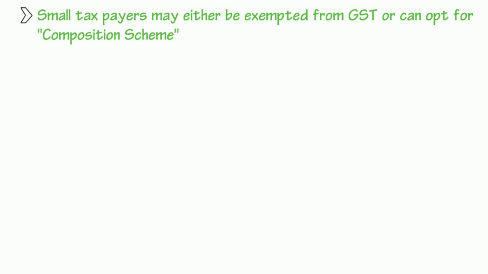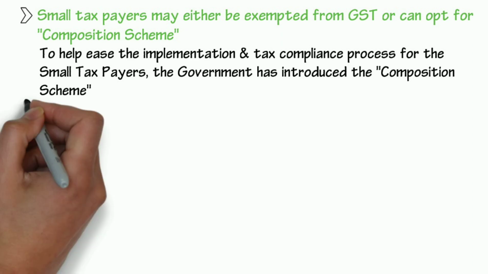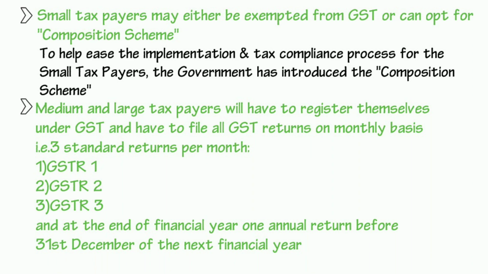Further, small taxpayers may either be exempted from GST or can opt for the composition scheme. The government has introduced the composition scheme in order to help ease the implementation and tax compliance process for small taxpayers. Further, medium and large taxpayers will have to register themselves under GST and have to file all GST returns on a monthly basis, that is 3 standard returns per month, for the time being. So GSTR 1 for sales, GSTR 2 for purchases, and GSTR 3 is a combination of GSTR 1 and GSTR 2. And after that, one annual return is to be filed at the end of the financial year, that is before 31st December of the next financial year, which is a combination of all these GSTR forms filed during the year.